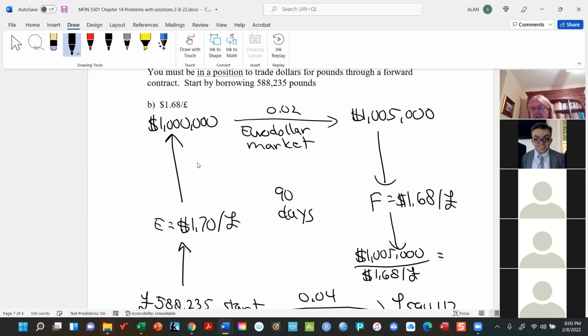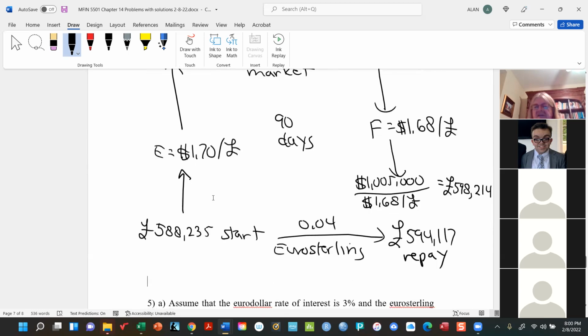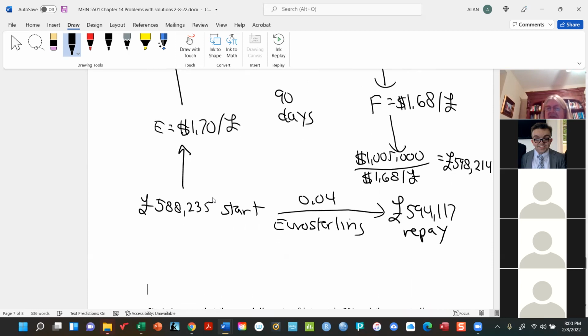So this is the key to the whole thing. Because F is so low, let's see how much we'll have. 1,005,000 divided by 1.68 is 598,214. That's how much we collect from our investment. Okay, so I'll move it down here.